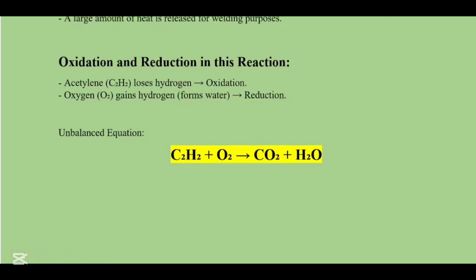So look here in this unbalanced equation, we have carbon 2, hydrogen 2 and oxygen 2, and then it was converted into CO2 plus H2O. Now what does this mean? This means that C2H2, which is acetylene, was converted here and it lost its hydrogen atoms. It lost 2 hydrogen atoms. This means that it underwent oxidation.